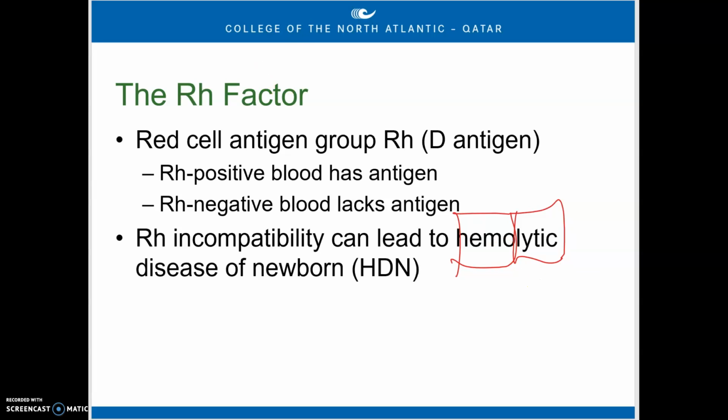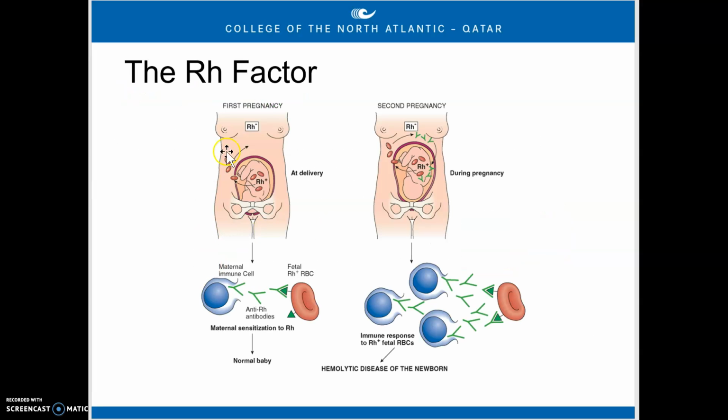So what happens is we get a mother with her first pregnancy who's Rh negative and the baby is Rh positive. During birth, they'll have some mixing in the blood. Now the mother's blood will recognize the Rh factor as an antigen, so it will attack it. When it does that, it'll produce the antibodies for anti-Rh.